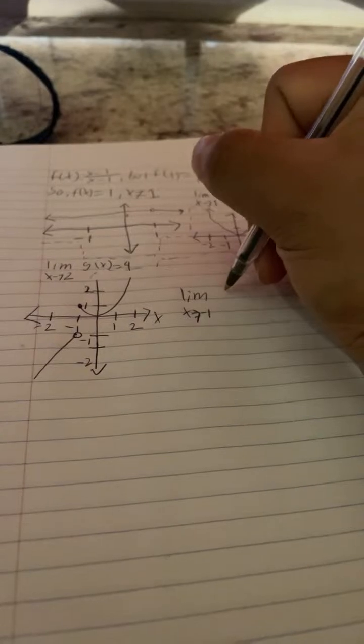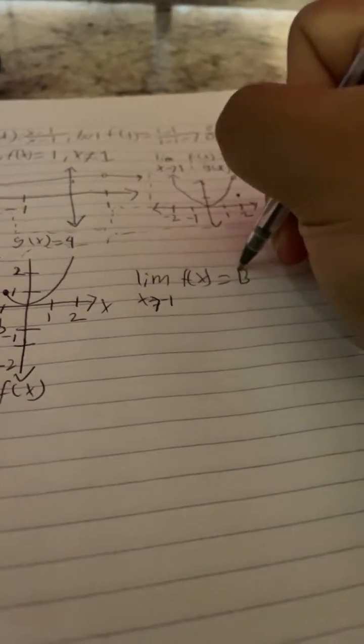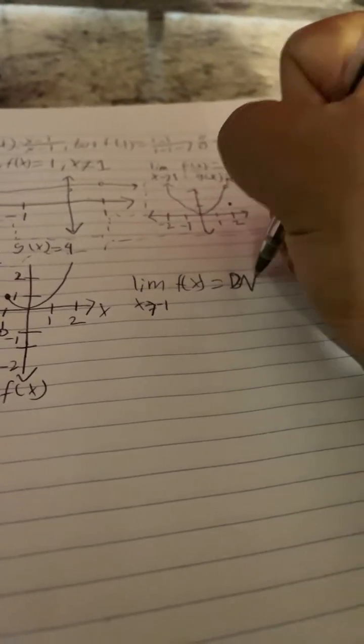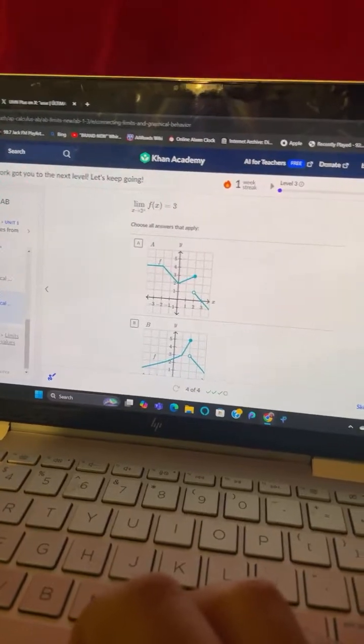What do we want to call this? Let's just call it f of x, because that's the default for everything. So in this case, I'm studying on Khan Academy, so I would say it doesn't exist. So, yeah. Alright, I'm just running some notes.